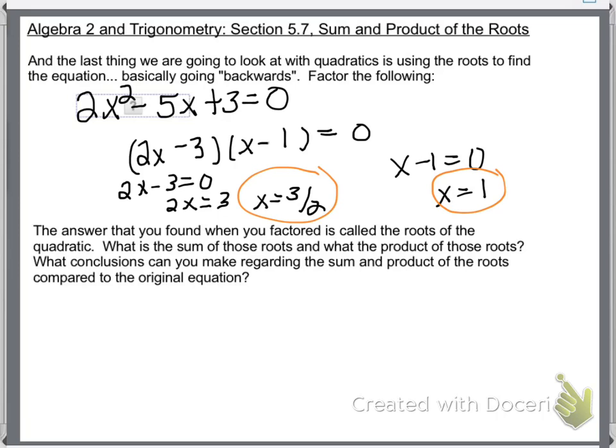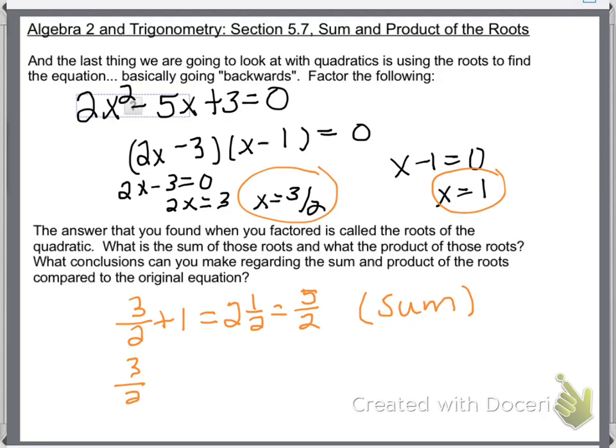Let's look at if we add these roots together. If we take 3 halves plus 1, so that's 1½ plus 1, 2½, and we would write that as a fraction, 5 halves. So that's the sum. What about the product? If we have 3 halves times 1, we just get 3 halves, the product.